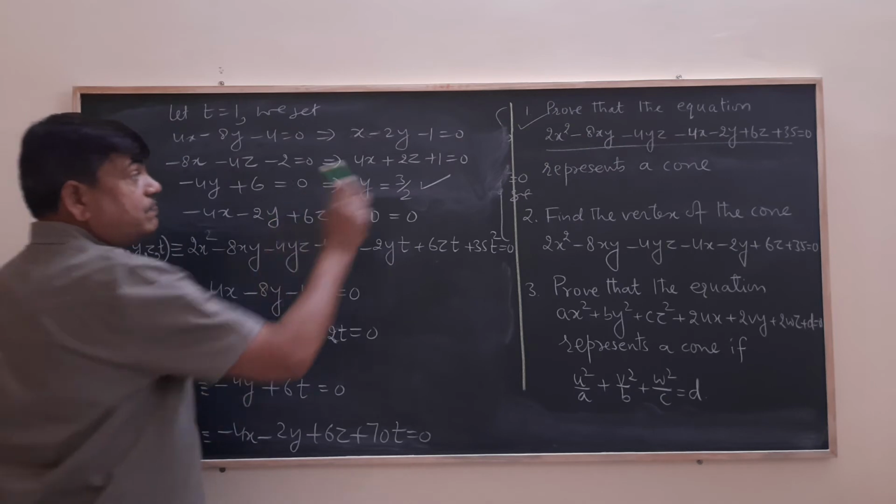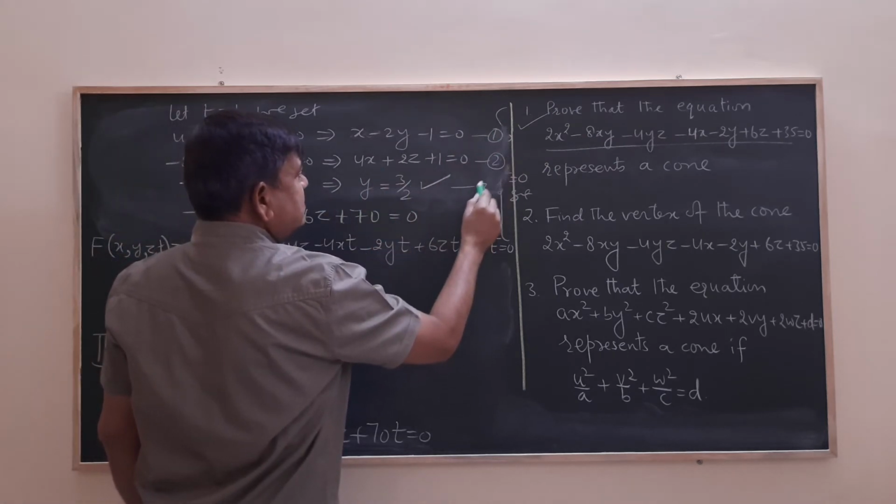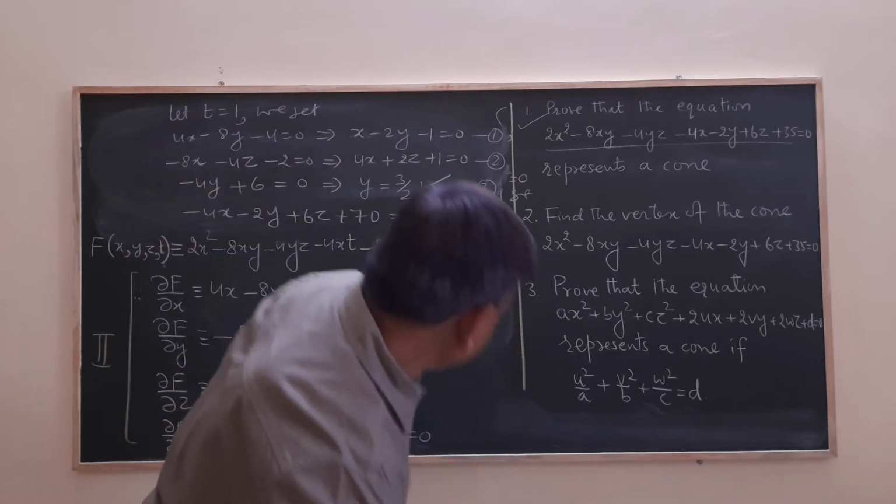Now remember, we have 4 equations: first, second, third, and this one, the fourth one.